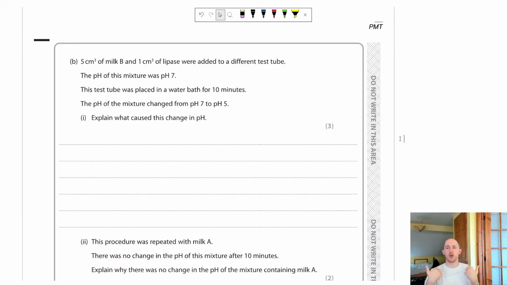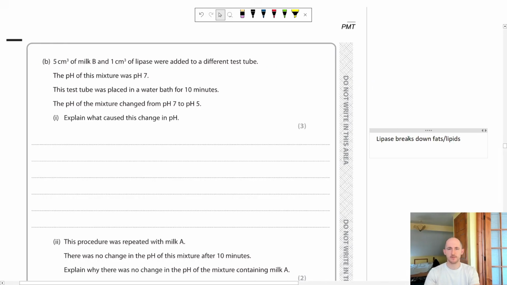Why? Well, you need to think about what lipase does. Again, think about what they've included. They've included lipase, but what does lipase do? Well, lipase breaks down fats or lipids, whatever you want to call them. Okay, and what would happen then? Well, what does the breakdown of fats produce? Well, it forms or produces fatty acids, right? And a glycerol. You only need to say fatty acids. Well, fatty acids are obviously acidic. These lower the pH of the mixture.